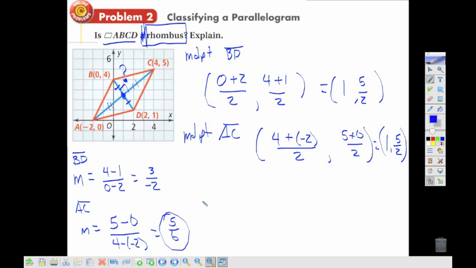At this point, we can see that these slopes are not negative reciprocals of each other, because this one, if I flip it over, should have given me 2 over 3, and these are not equal to each other. So I know this is not a rhombus.